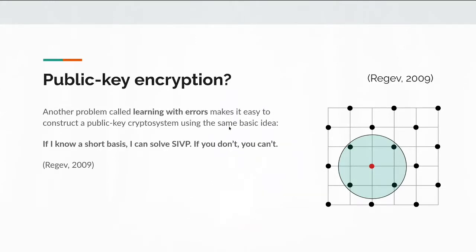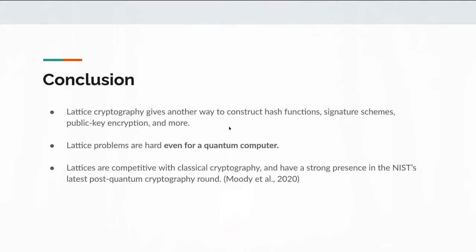So a related problem called learning with errors lets you construct a public key crypto system. Now, I'm not going to go through it because it's quite complex, but it's the same idea. If I know a short basis, I can solve the problem. If you don't, you can't.